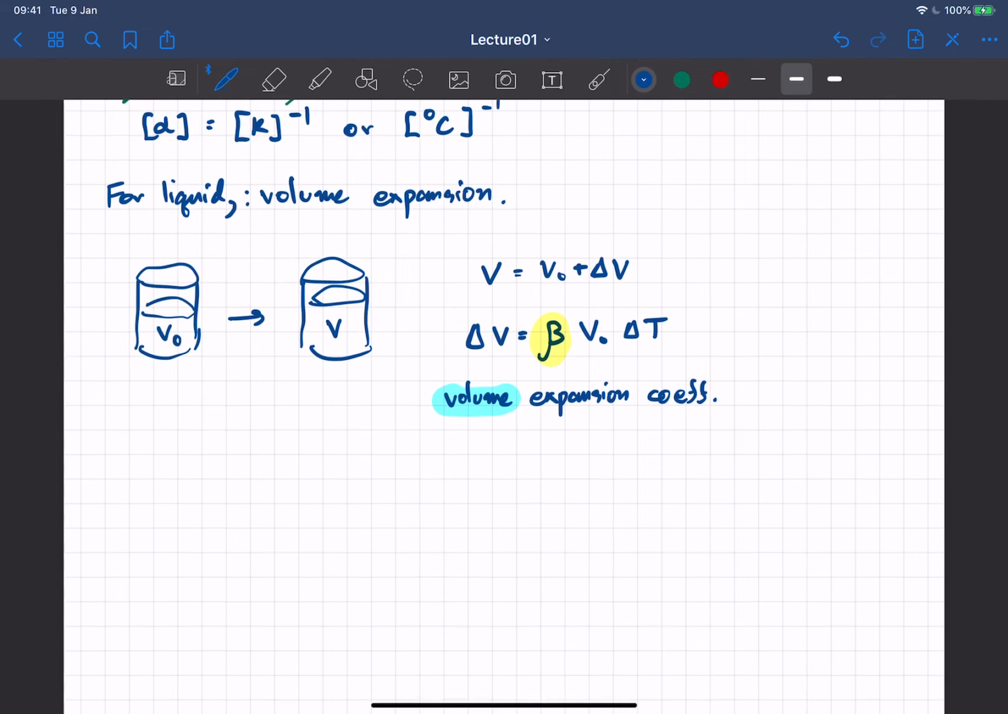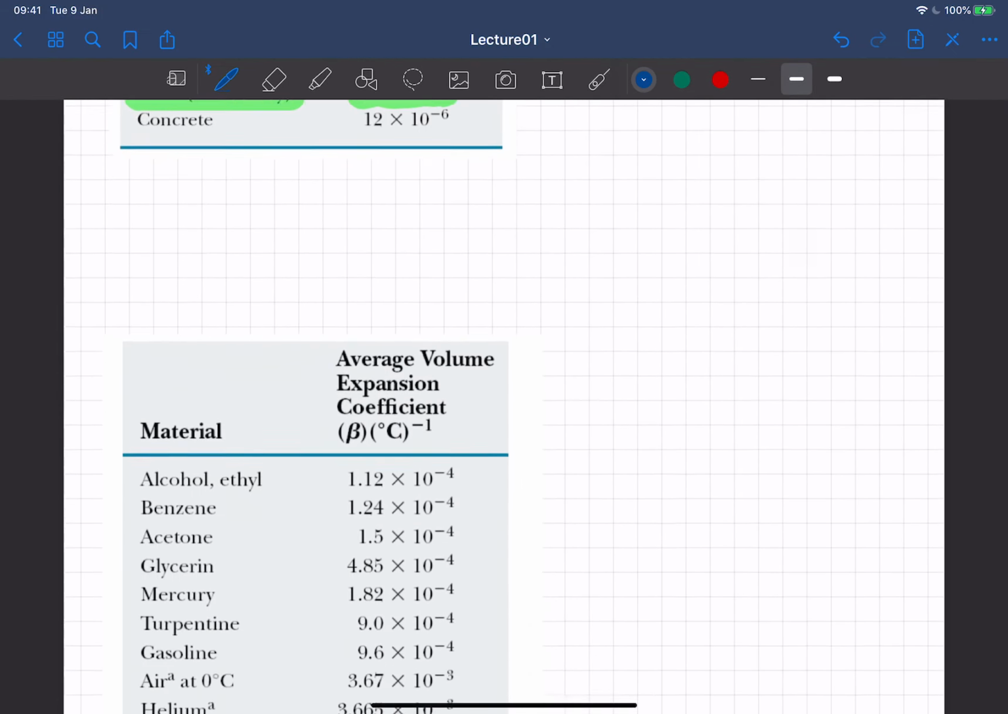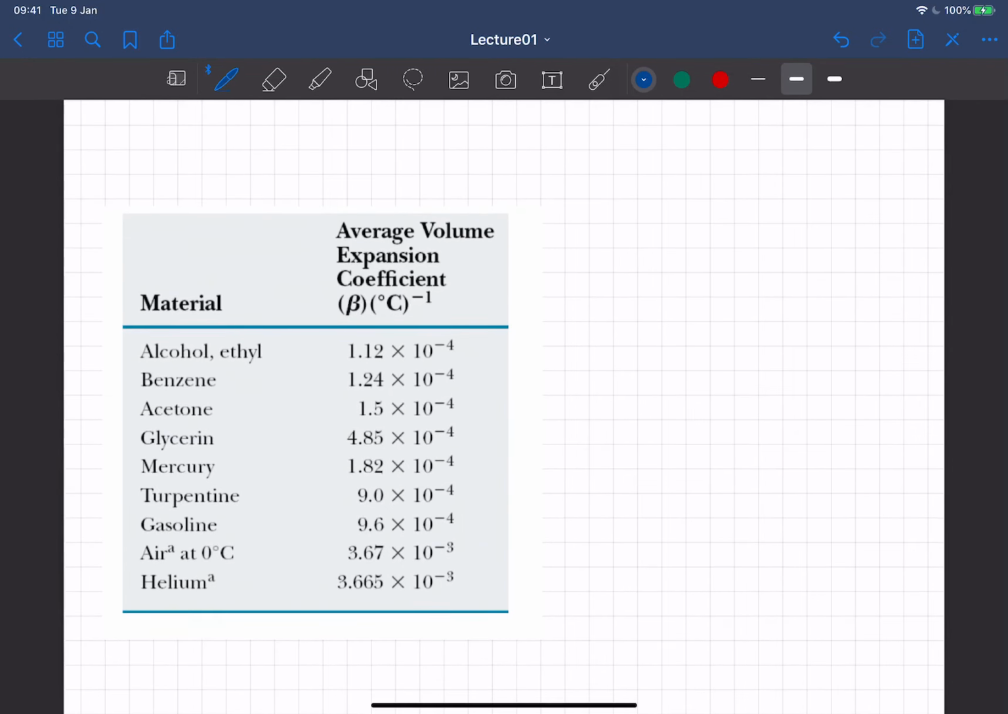Okay, so you're going to have another table here which talks about the volume expansion coefficient, and most of these are either liquid or gas, right? So it's a thing that is really hard to make into a straight line, like alcohol, which you cannot buy for a few weeks already. So hopefully you're all doing fine with that.